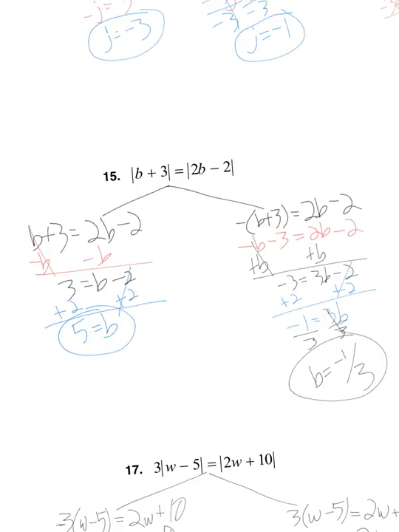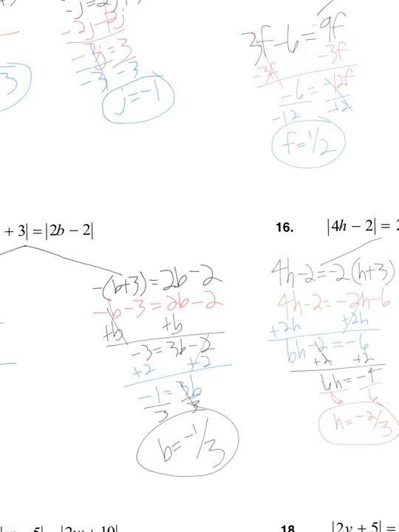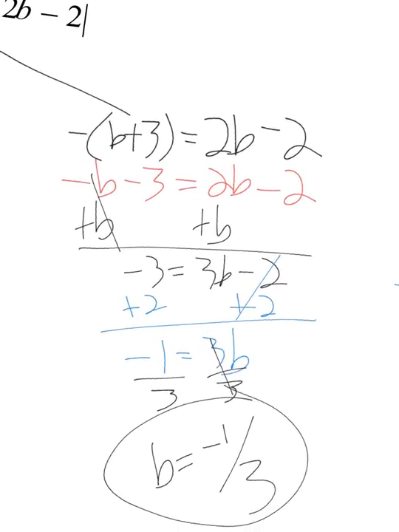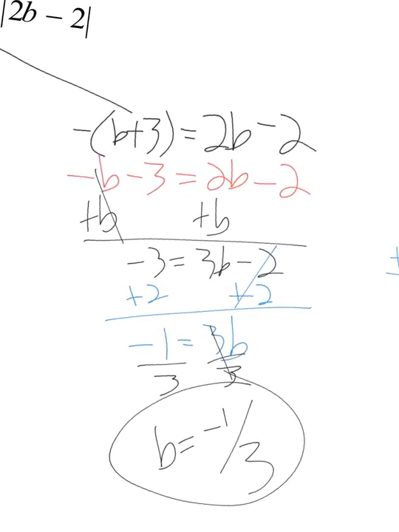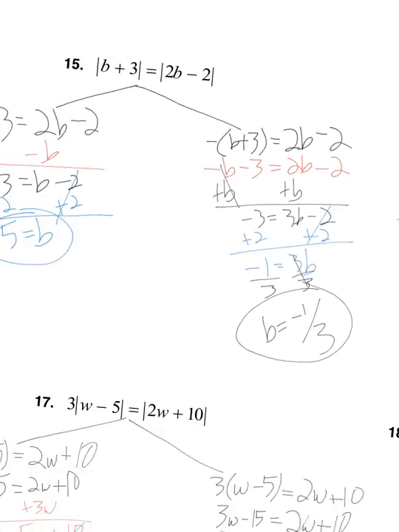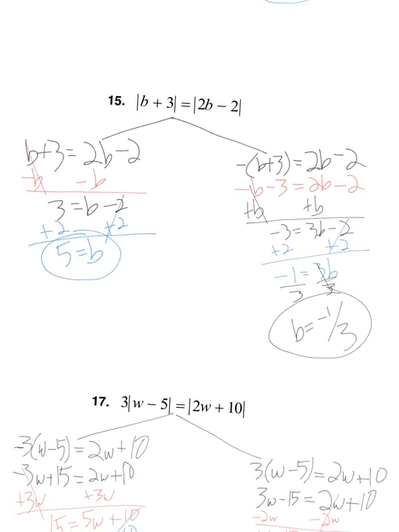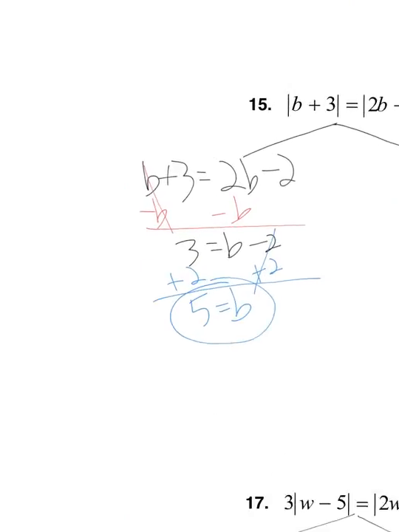So if that happens, make the entire side negative. Don't just change one number or letter. See, so I put it in parentheses, negative b plus 3 right there, okay? So it's important that you make one side entirely negative. So let's go over this one real quick.